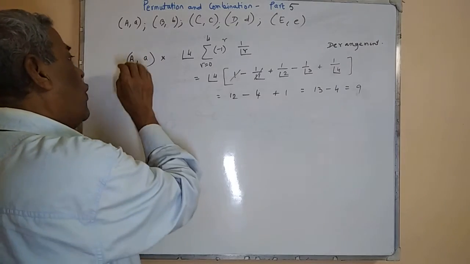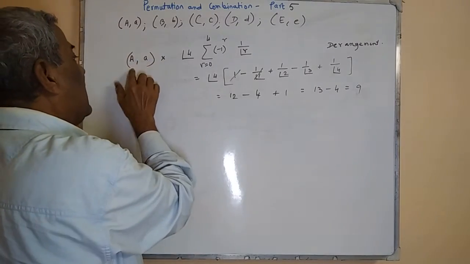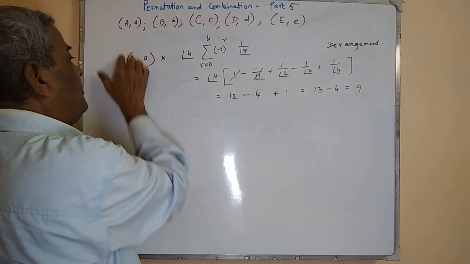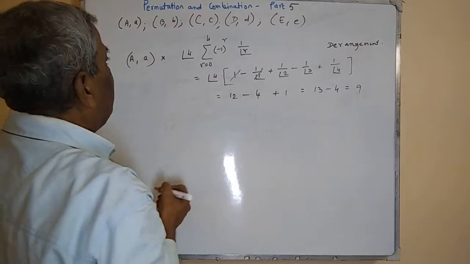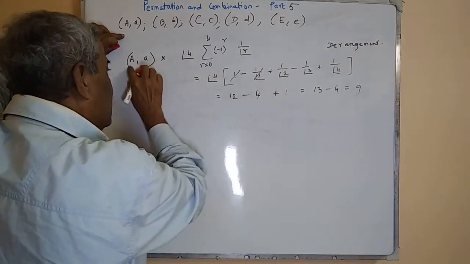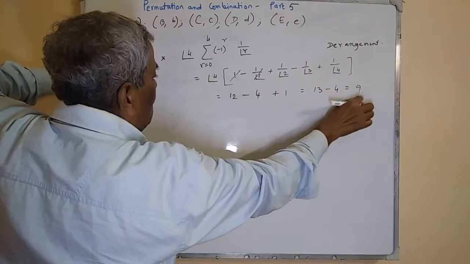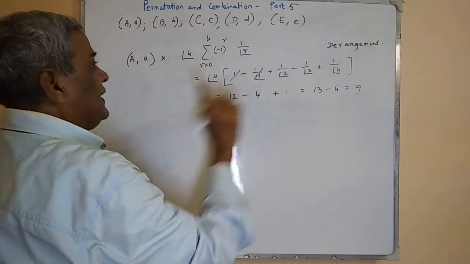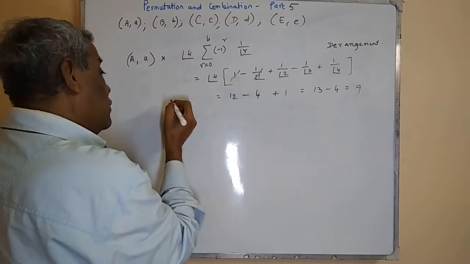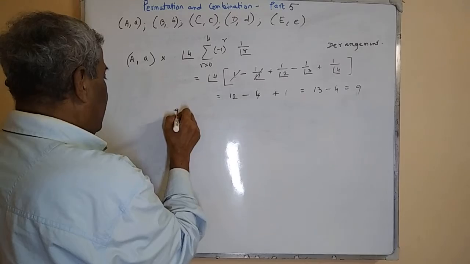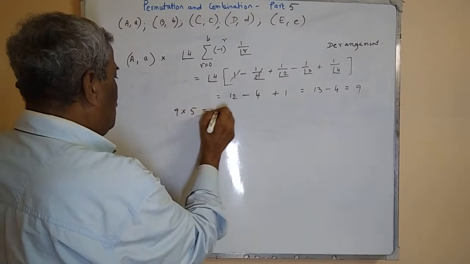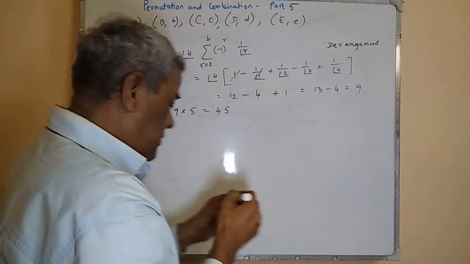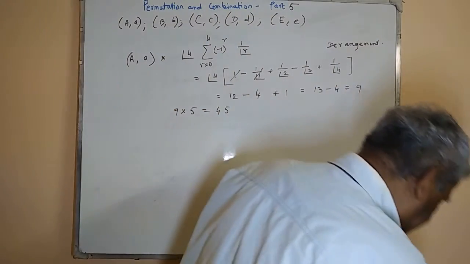Now we consider only A and small a forming a team. For this case, the number of total teams is 9. Similarly for B and small b, another 9, C and small c, another 9. So our answer is 9 into 5, 45 such teams can be formed.